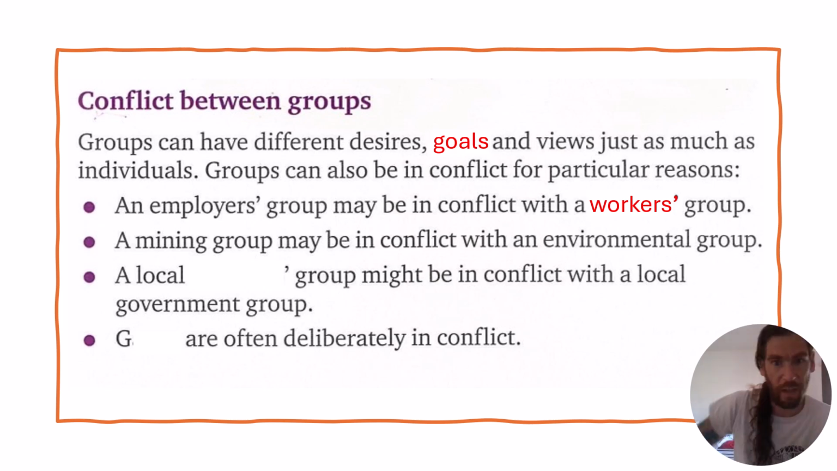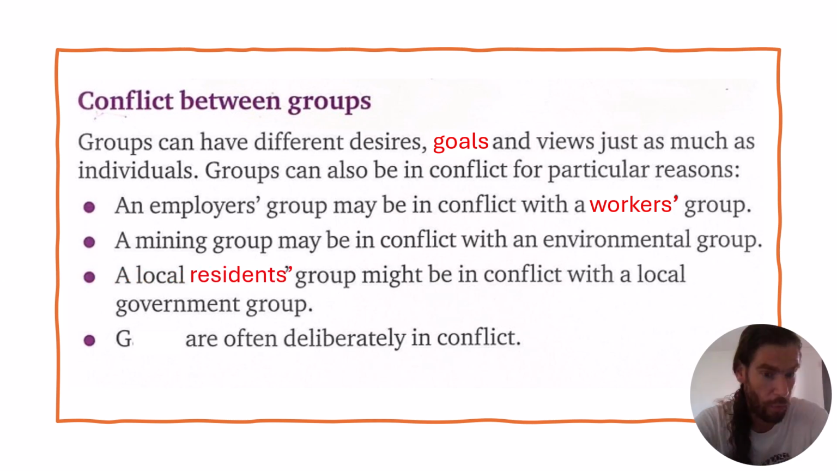A mining group, where they get stuff under the ground like coal or iron or even oil, may be in conflict with an environmental group, like in Curacao. A local residents group might be in conflict with a local government group. And there are groups that are deliberately in conflict, on purpose. Gangs are often deliberately in conflict, and everybody who watched Narcos or knows something about gangs can imagine something about that.